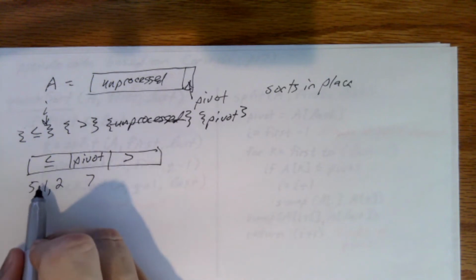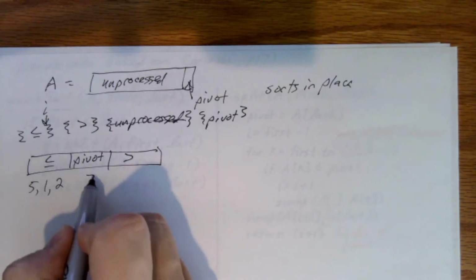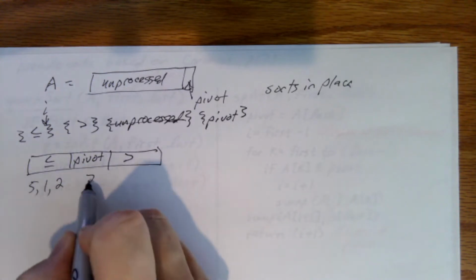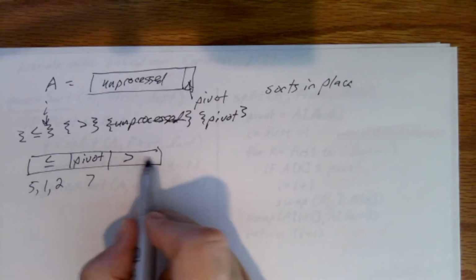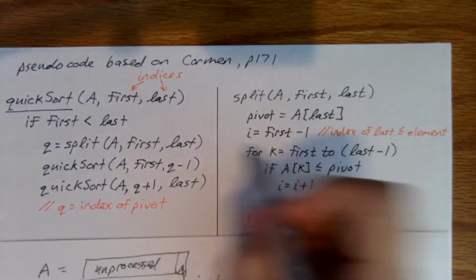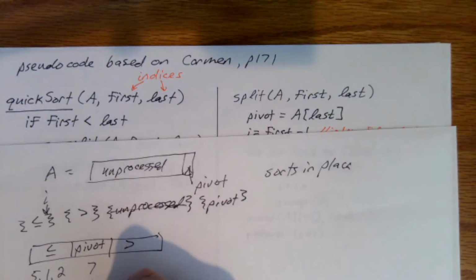And these values don't matter as long as I know they're less than or equal to 7. But I know if there's three of these, then the 4th position has to hold the 7, and all these values will be those that are greater than 7. So what do we do next? Well, then we return the index of the 7 in this case.